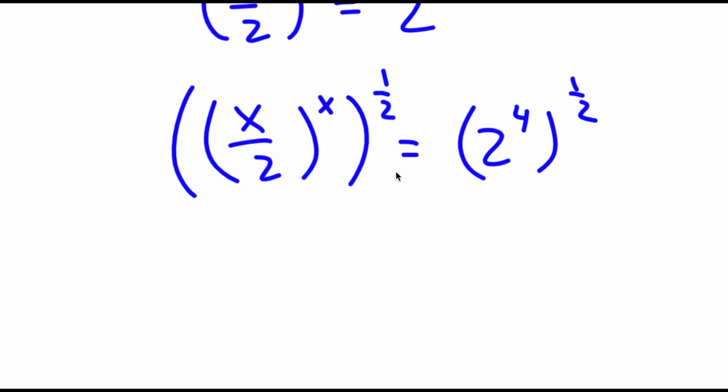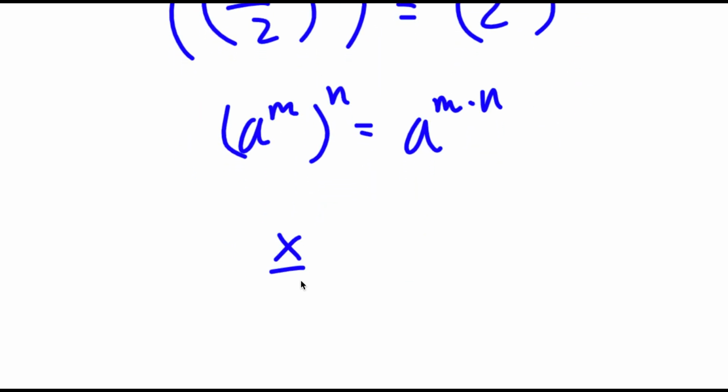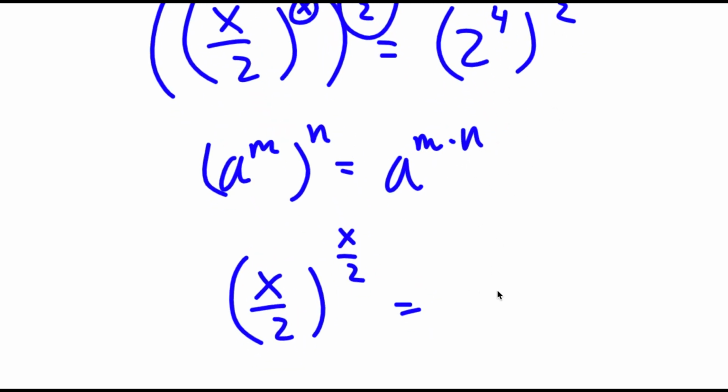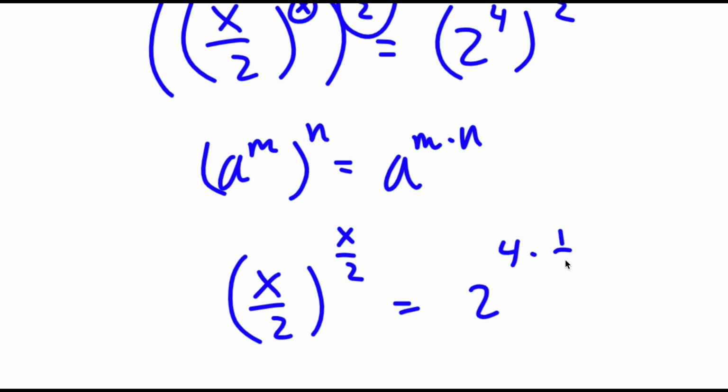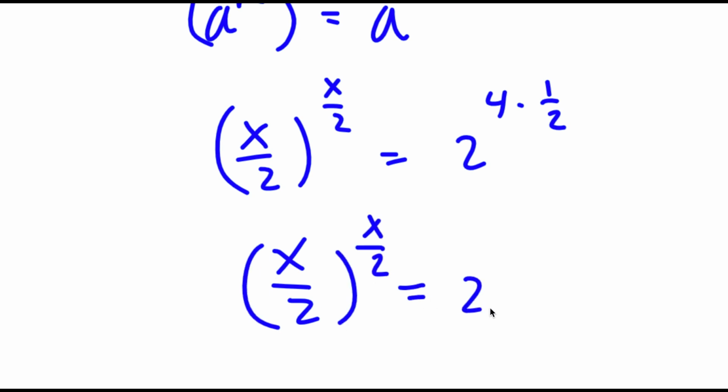Now, (x/2)^(x^(1/2)), well, if I have something in the form a^(m^n), this is equal to a^(m·n). So for (x/2)^(x^(1/2)), I can multiply x and 1/2. So now I get (x/2)^(x/2) is equal to 2^(4^(1/2)). That's 2^(4·1/2). 4 times 1/2 is simply 2. So now I have (x/2)^(x/2) is equal to 2^2.